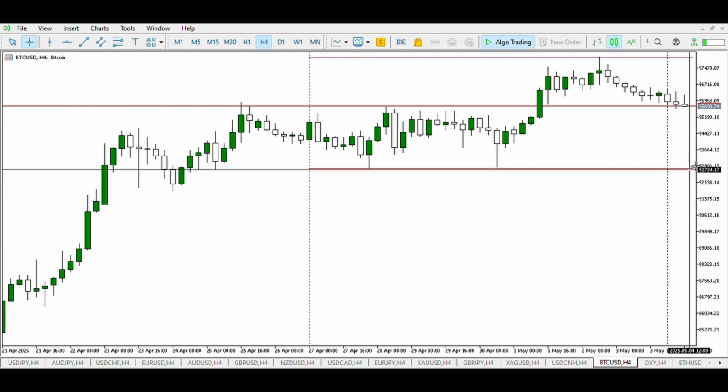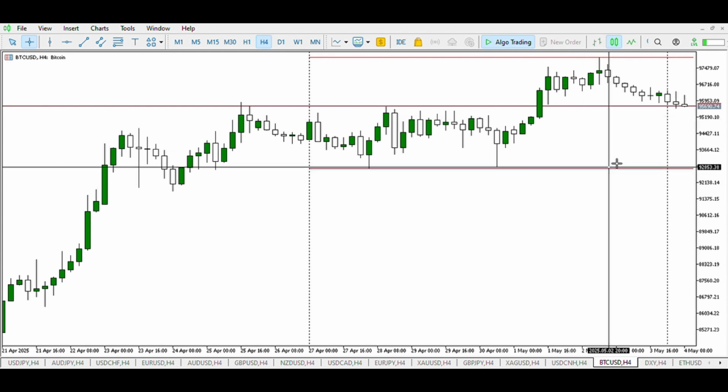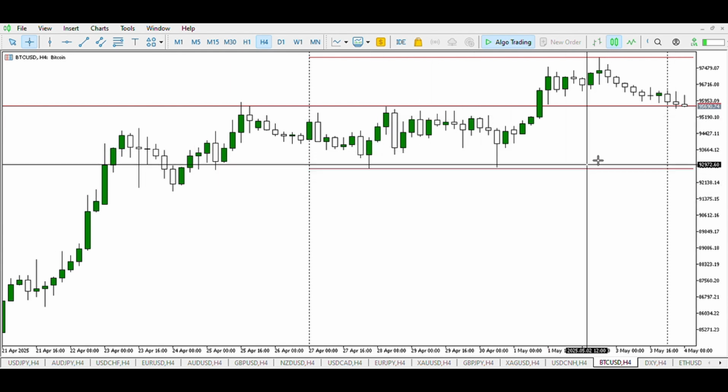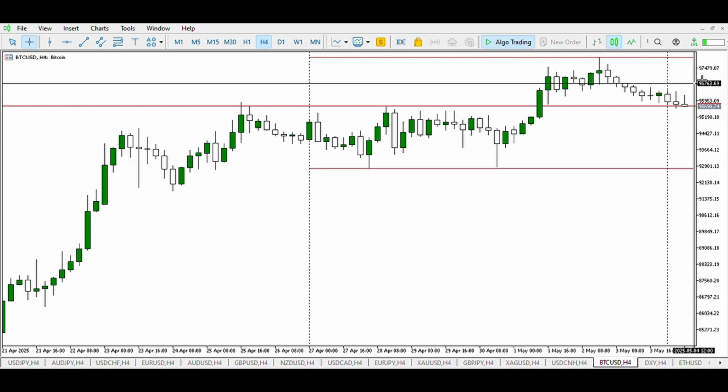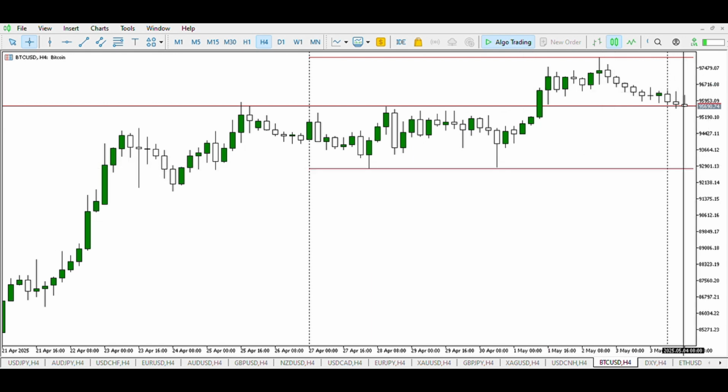However, if price rallies down and takes out this low, okay, there's a bullish candle here, so you cannot expect much of a strong reversal here. However, price is rallying towards this liquidity zone.